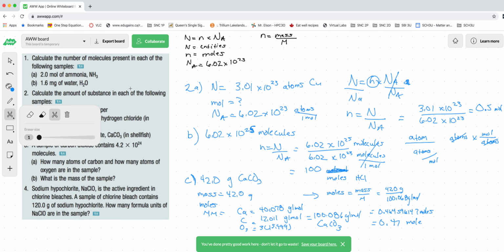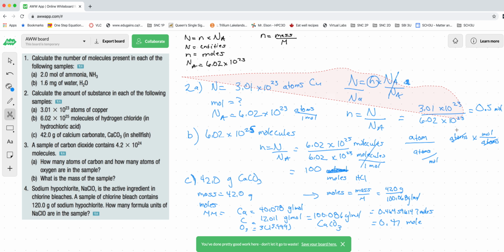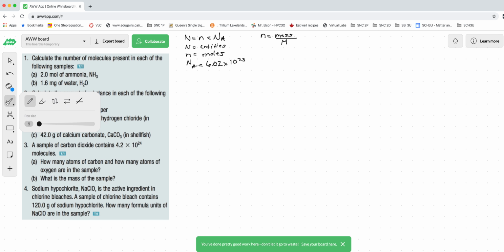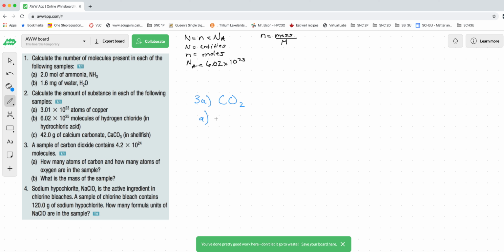Let's take a look at 3 and 4. It says a sample of carbon dioxide contains 4.2 times 10 to the 24 molecules. How many atoms of carbon and how many atoms of oxygen are in the sample? Well, that just goes right back to your covalent naming. We know that carbon dioxide and its covalent formula is CO2. So A is straightforward. How many atoms of carbon are there? Well, there's 1 atom.